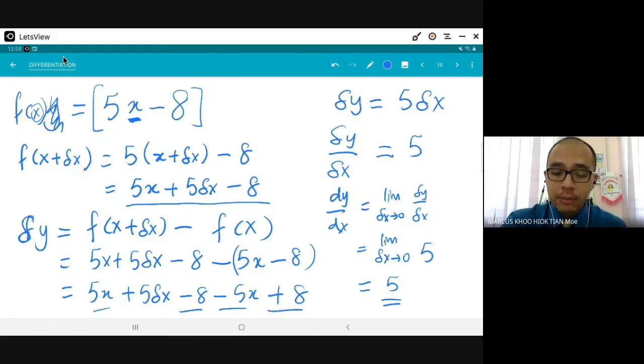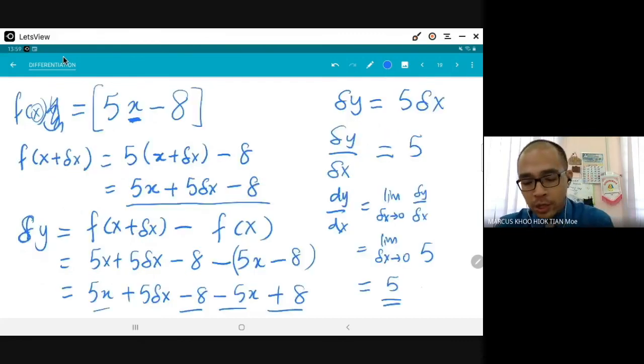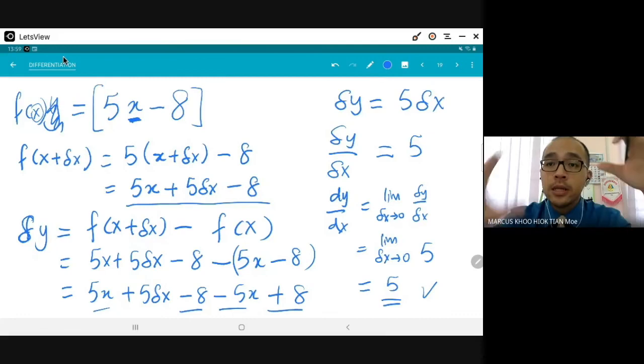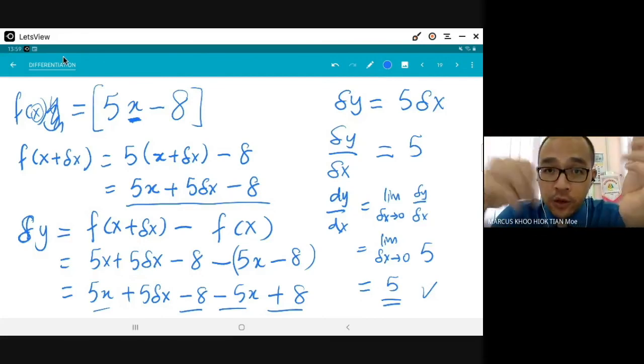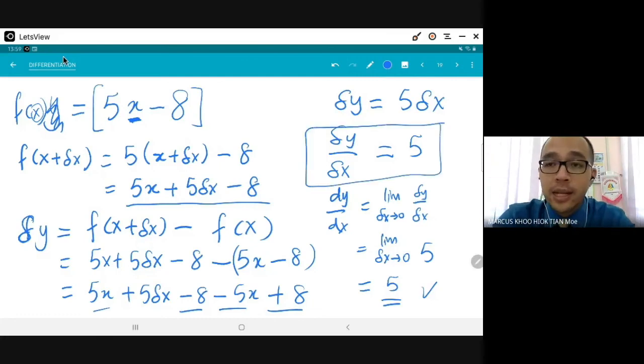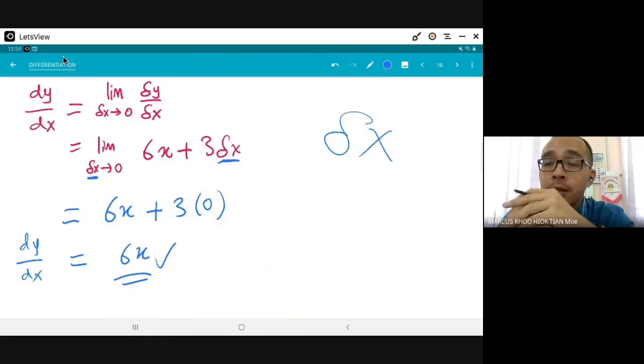So sometimes kamu boleh dapat jawapan macam ni, yang ada x di dalam, tapi sometimes kamu boleh dapat jawapan hanya nombor sahaja. But we still hold on to the same principle, which is del x must approach 0. Okay, then we substitute del x with 0 kalau ada. Like in this case, there is no del x. So if there's nothing to substitute, just take the number loh. But if there is something to substitute, macam ni, then we have to make the del x 0. Okay, then yang selebihnya itulah kamu punya dy dx.